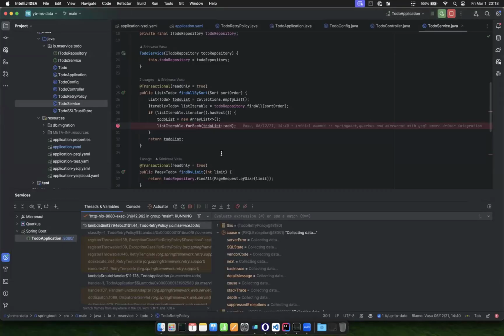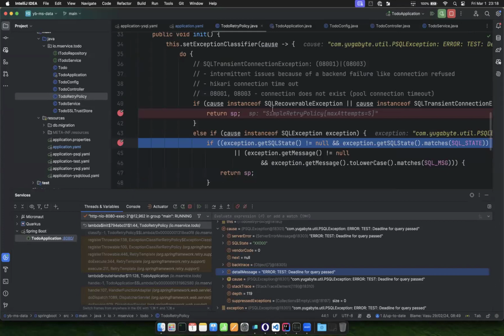we hit the same get block. Sorry, instead of getting into that get block, we have hit the exception class straight away. It's because this time the error message, the SQL state, is XS000, and it says the deadline for query passed, right? So that means it has timed out. Again, this could be intermittent. In this case, I've kept the same retry policies for all these different SQL states and exceptions.